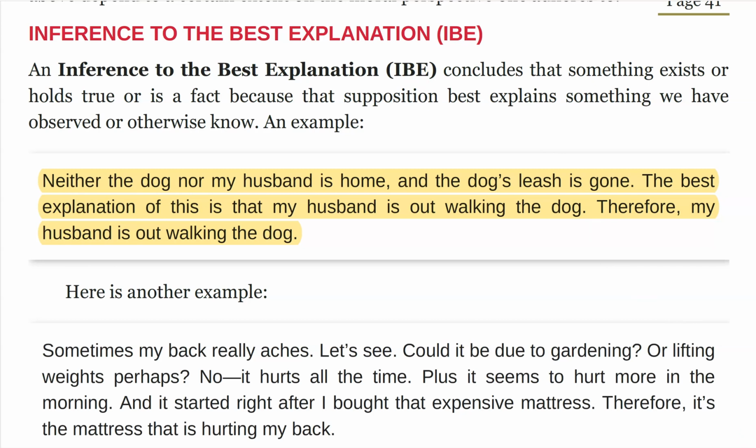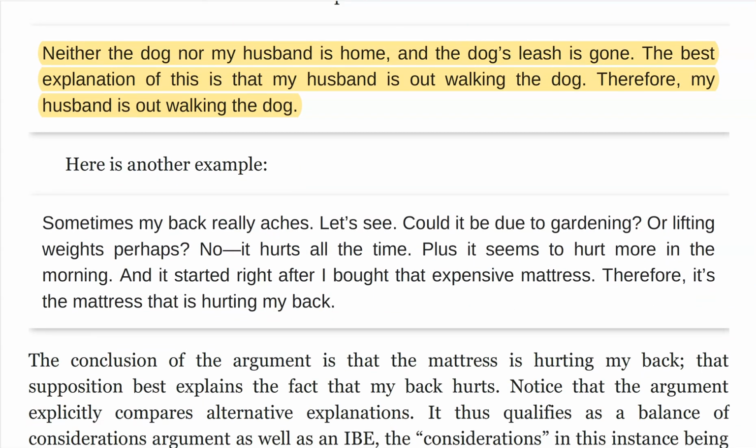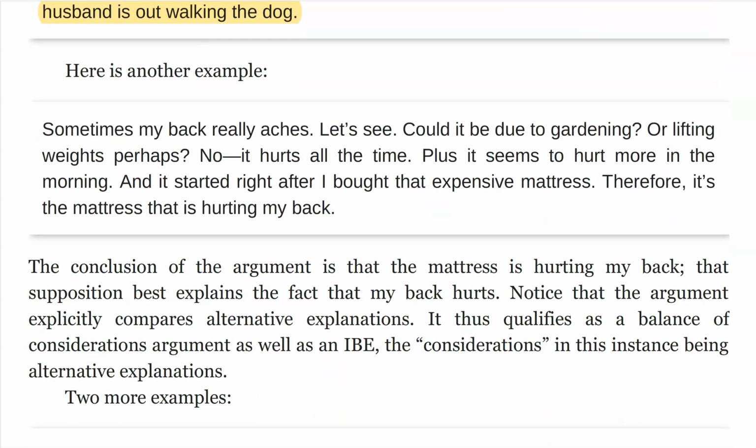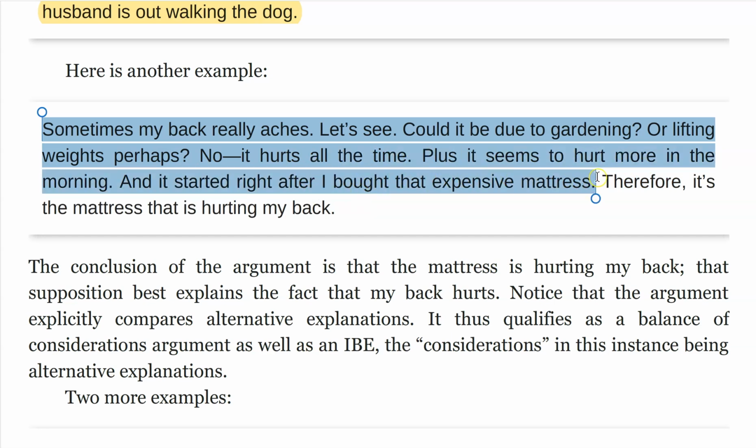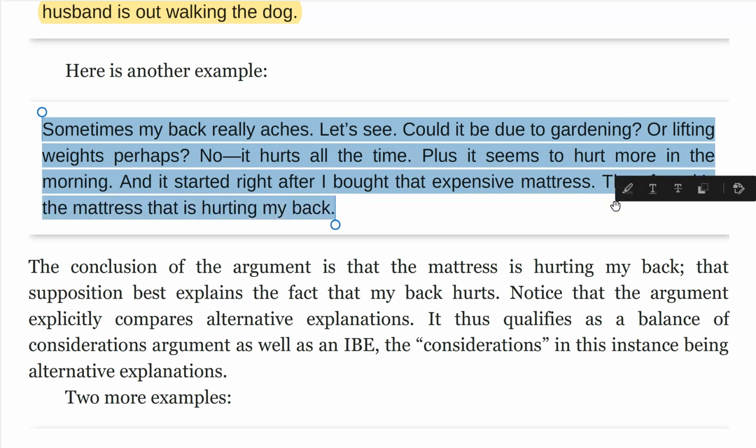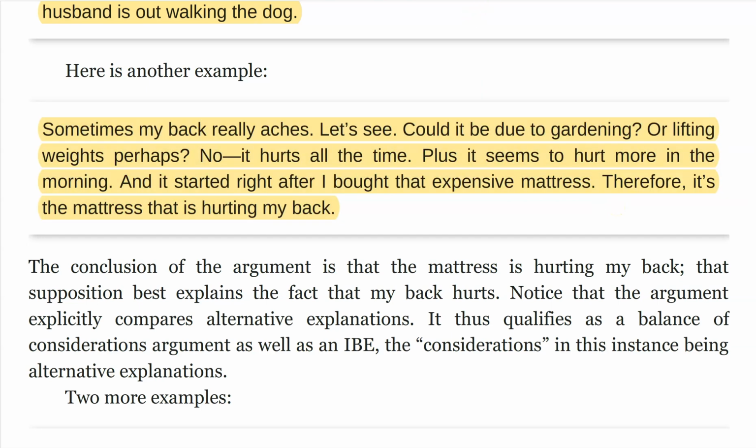Let's look at one more and then we'll be done because I really don't have a lot to say about this. Sometimes my back really aches. Let's see. Could it be due to gardening or lifting weights perhaps? No, it hurts all the time. Plus, it seems to hurt more in the morning, and it started right after I bought that expensive mattress. Expensive mattresses. Therefore, it's the mattress that's hurting my back.